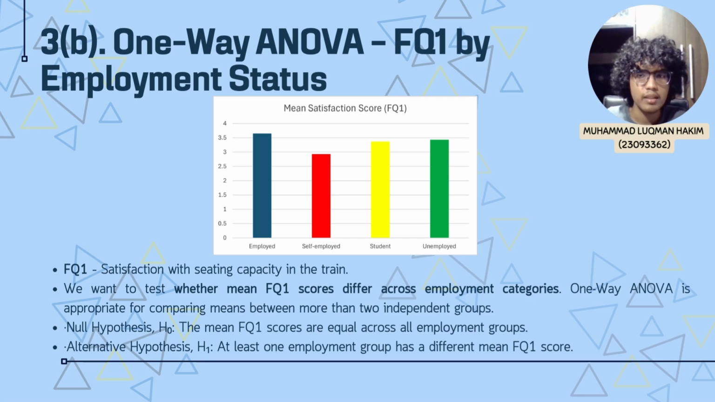As shown in the bar chart, the employed group has the highest average score, while the self-employed group has the lowest. Students and unemployed groups fall in between. This ANOVA helps us check if these differences are statistically significant. The full results, including the F value and P value, are discussed in the analysis section.